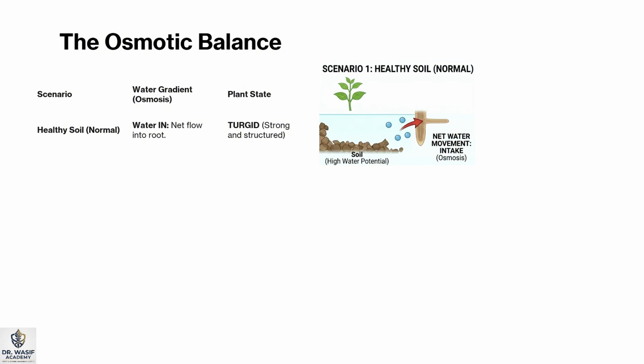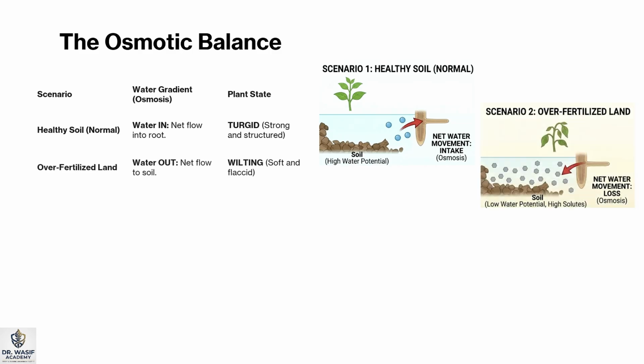First of all, let's look at healthy soil. In a natural balanced environment, the soil water potential is higher than the root. Because water moves from high to low, it flows into the plant. The result is the vacuoles stay full, the cells stay turgid, and the plant stands tall and healthy.